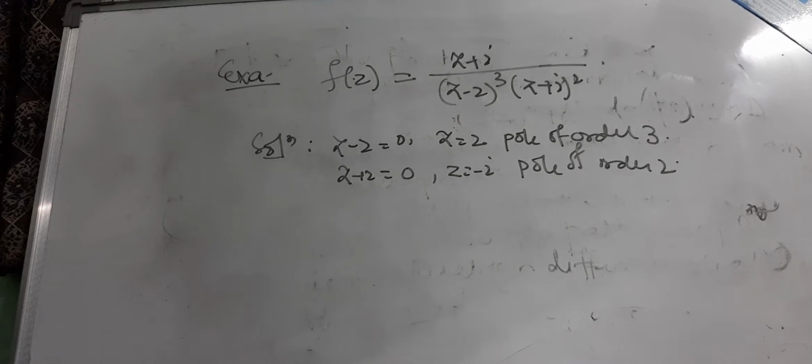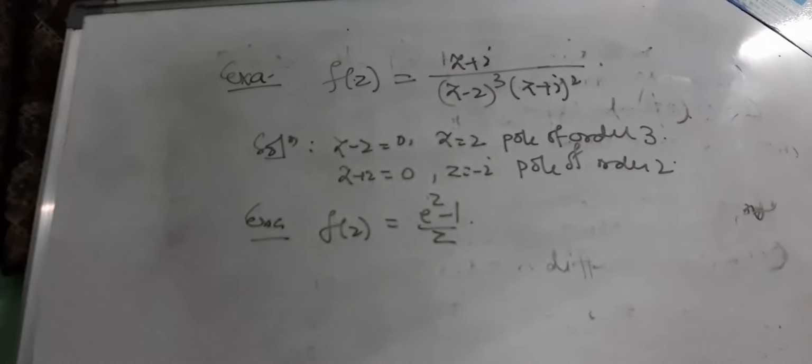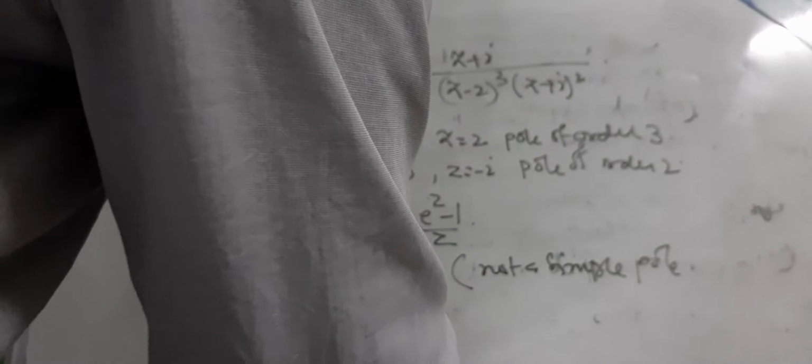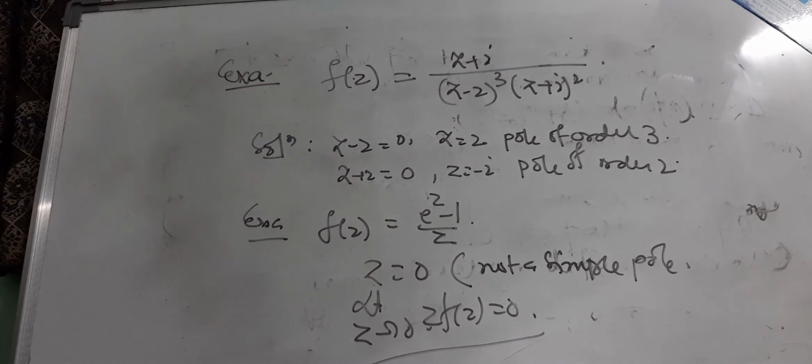If you take another example, f(z) equals (e to the power z minus 1) by z. If you put z equal to 0, then 1 by 0, so it is not a simple pole, because the limit as z tends to 0 of f(z) equals 0. Therefore it is not a simple pole.